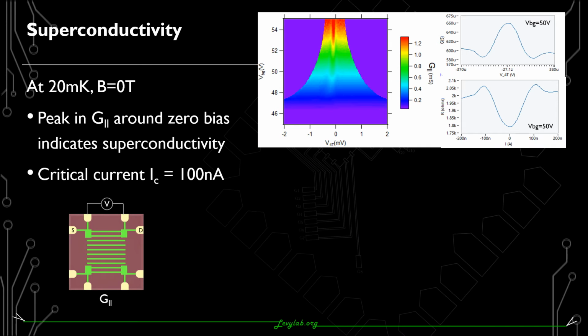We turn off the magnetic field to study the superconducting behavior. This slide talks about the horizontal configuration. In this graph, we see the appearance of a new feature, which is a peak in conductance at zero bias, which was not present in the previous slide. A line cut along 50 volts of backgate shows that this conductance jump is around 60 microsiemens. Plotting this as resistance versus current, we see that the critical current of the sample is around 100 nanoamps.